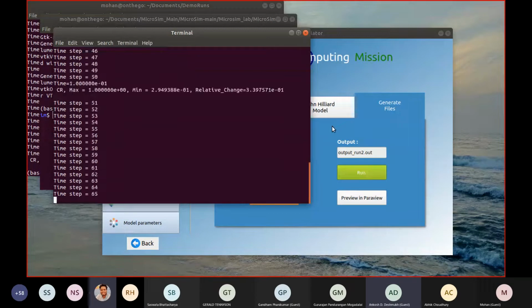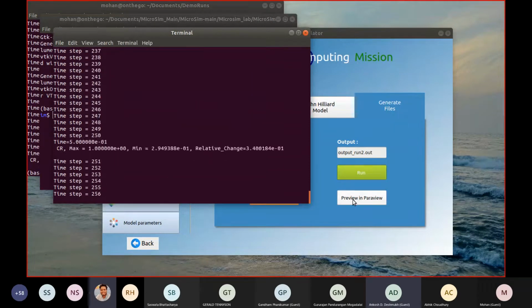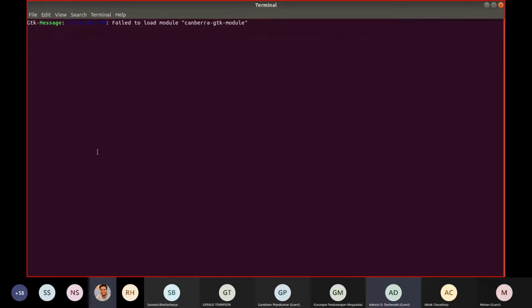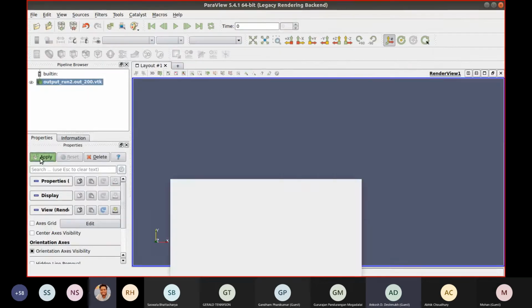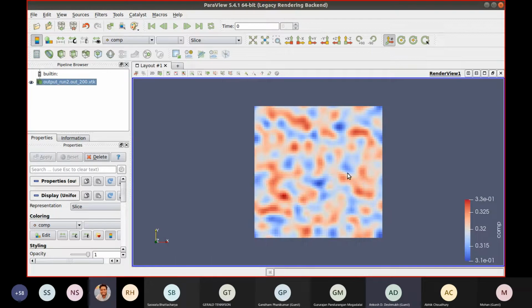So it is a small system. We can give it a try to rerun and preview in ParaView. So it has generated. Apply. Yeah, it is evolving. The microstructure is evolving. So this I would like to demonstrate.